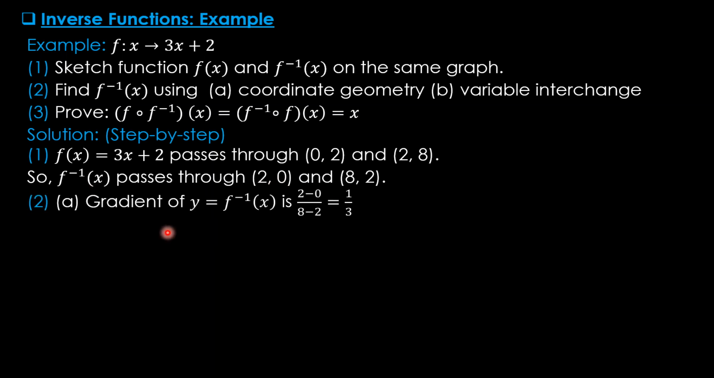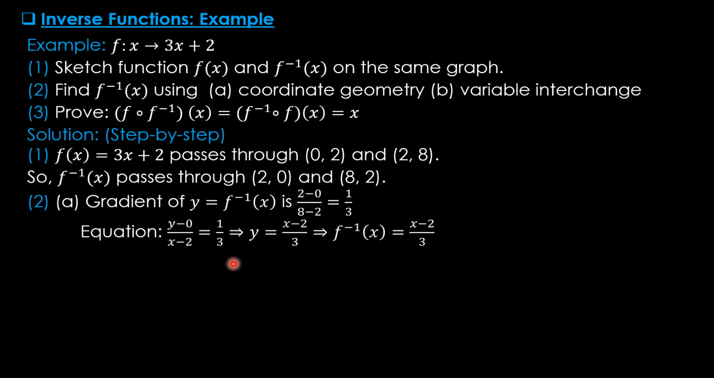Now the gradient of y equal to f inverse x is (2 minus 0) over (8 minus 2). So (2 minus 0) by (8 minus 2) equal to 1 over 3. So we can find the equation of this, which is y equal to (x minus 2) over 3, f inverse x equal to (x minus 2) over 3. So this is by coordinate geometry we are finding the equation of the f inverse function f inverse x.